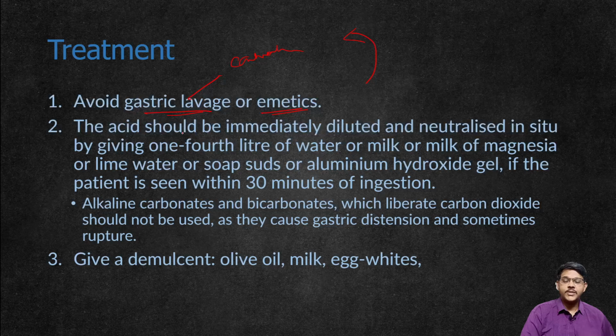The next line of management is dilution of the acid. The acid should be immediately diluted and neutralized in situ by giving 1/4 liter of water, milk of magnesia, lime water, soap suds, or aluminum hydroxide gel. These should be given to neutralize the acid within 30 minutes, as it is only effective within 30 minutes of ingestion. Alkaline carbonates and bicarbonates should not be given.